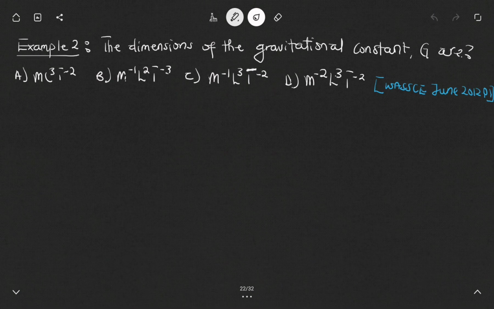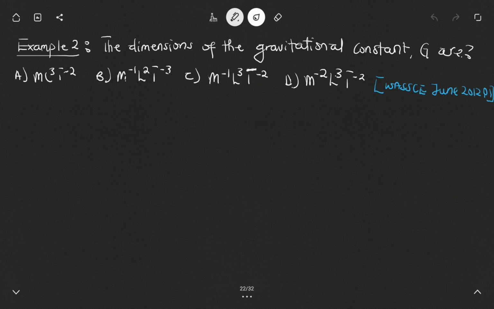Alright, let's have a look at another example. They said the dimensions of the gravitational constant G are, and then we have the options over here. This is the WASSCE June 2012 question number 1. Now, if you don't know the gravitational constant, the force of attraction between two bodies is directly proportional to the mass of the two bodies and inversely proportional to the radius between the two centers of these two bodies. So let's look at the solution to this problem.